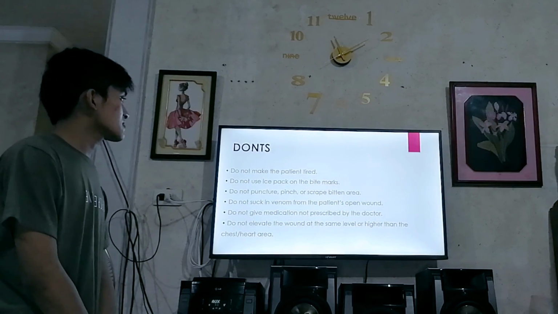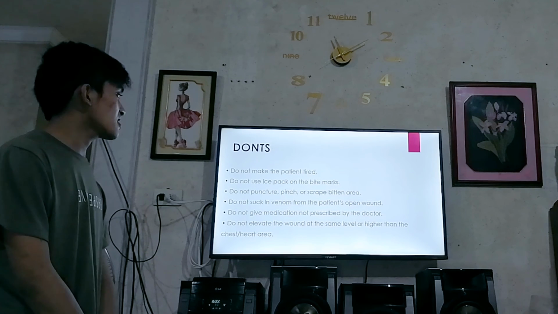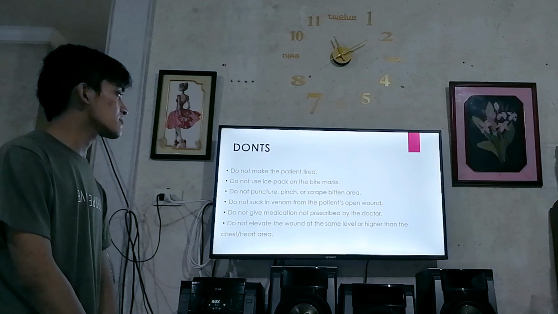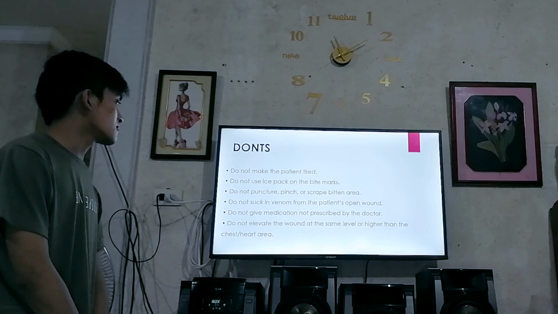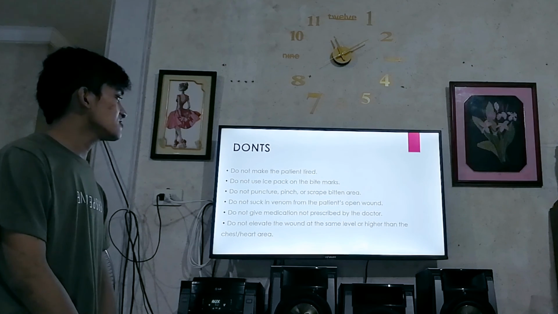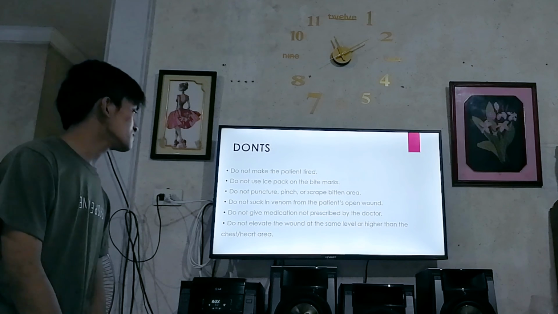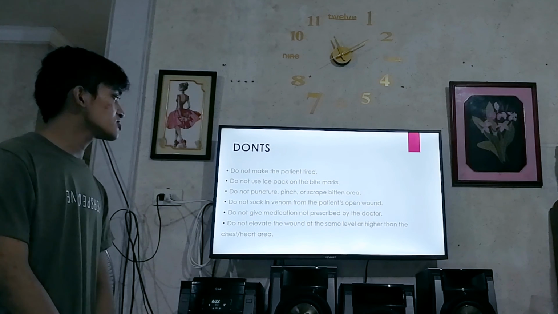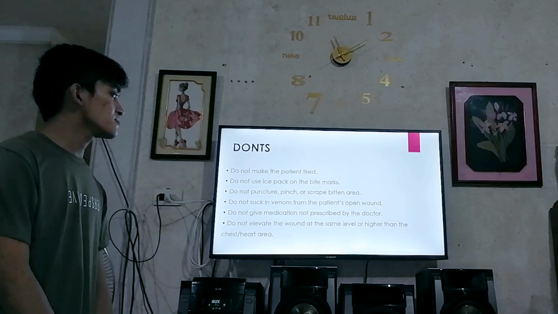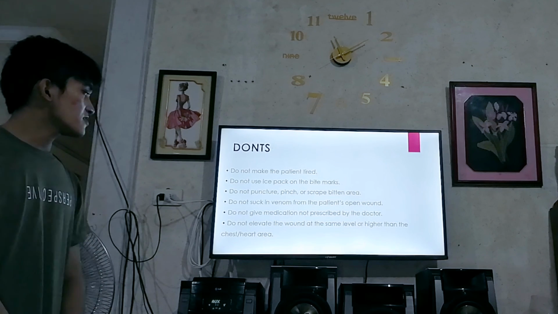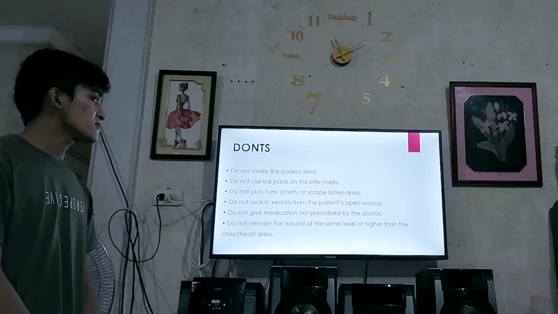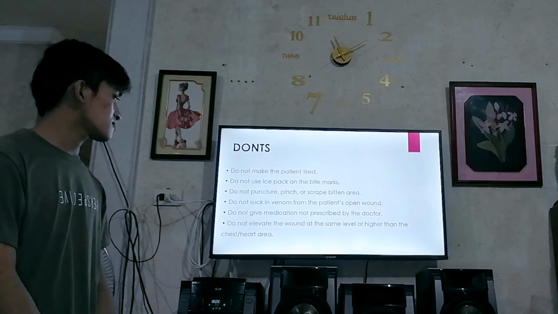Don'ts. Do not make the patient tired. Do not use an ice pack on the bite marks. Do not puncture or pinch or scrape the bitten area. Do not suck venom from the patient's open wound. Do not give medication not prescribed by the doctor. Do not elevate the wound at the same level or higher than the chest or heart area.